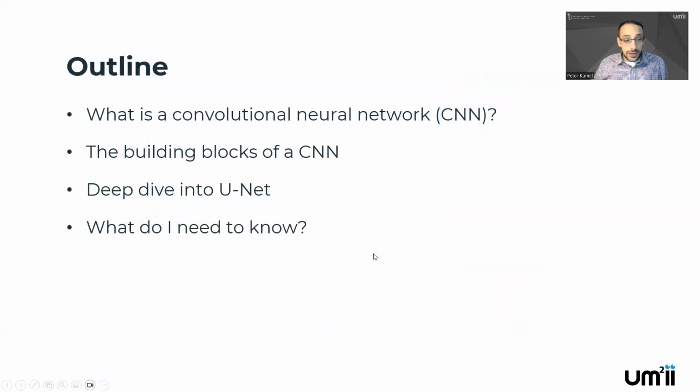So here's our outline for today. We're going to start off by talking about what exactly is a convolutional neural network. What does this word convolution actually mean? We'll be taking a look at the building blocks that form a convolutional neural network. And we'll be taking a deep dive into that on a network that you just saw, the UNet for medical imaging segmentation. And finally concluding with what information is most important for me to know.